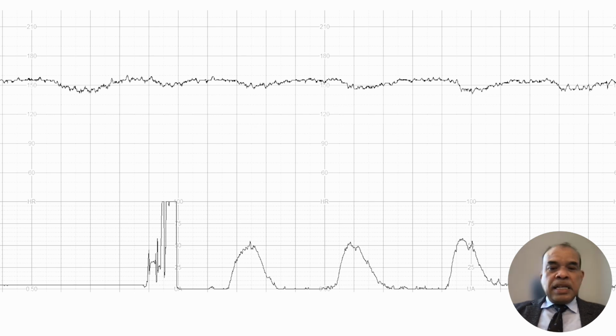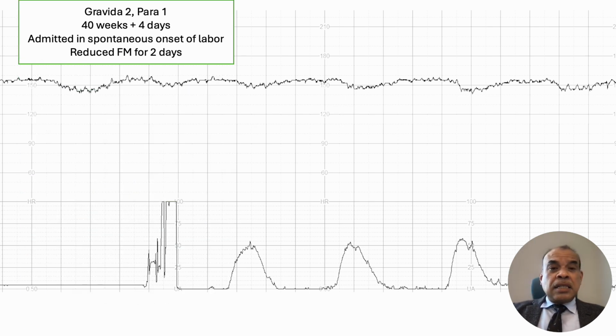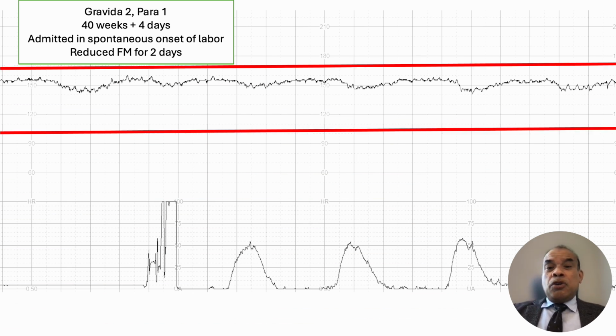If you see this CTG, this is a woman who is gravida 2 para 1, 40 weeks plus 4 days, admitted with spontaneous onset of labor. She is coming to us with a history of reduced fetal movement. You can see how the standard guidelines will fail, and that's because they have a wider range.